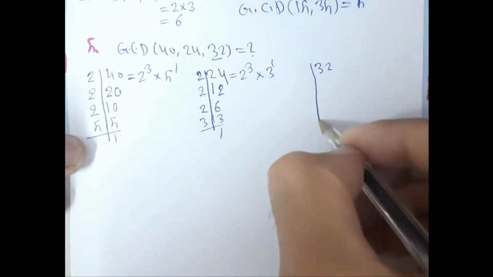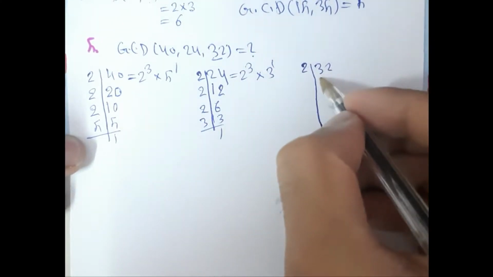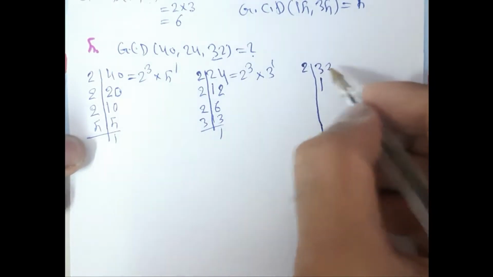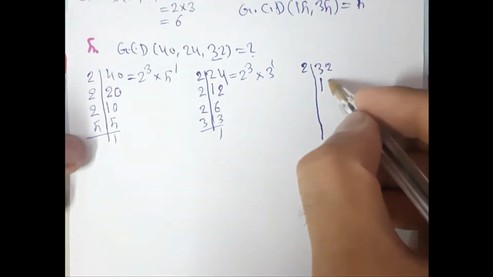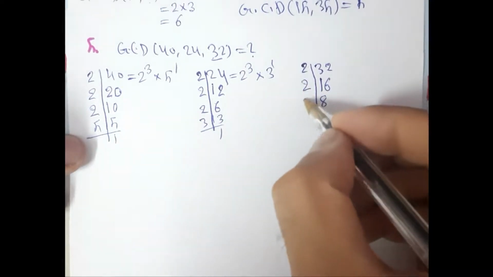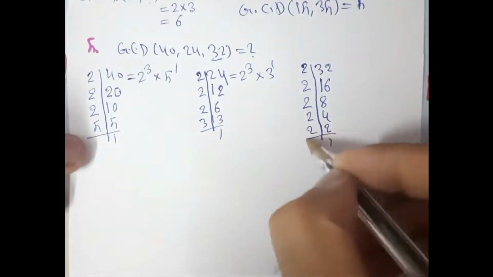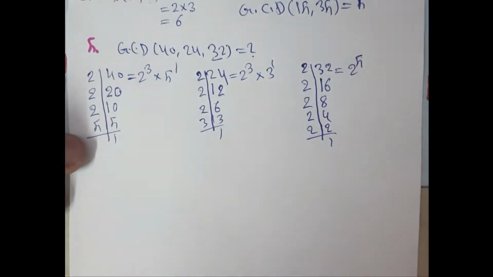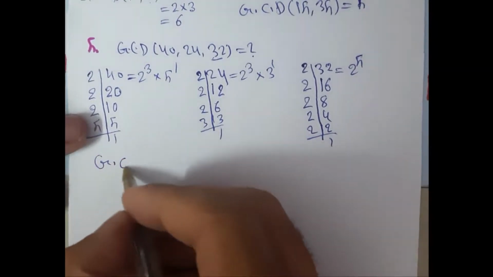32 divided by 2. 3 divided by 2 is 1. We have 1, we carry the number 1. The left side of 2 will become 12. 12 divided by 2 is 6. 16 divided by 2 is 8. 8 divided by 2 is 4. 4 divided by 2 is 2. 2 divided by 2 is 1. We have 2 to the power 5. Therefore, now we can find the GCD.